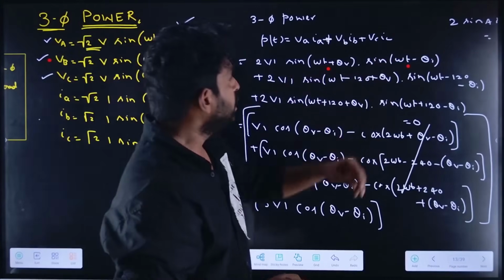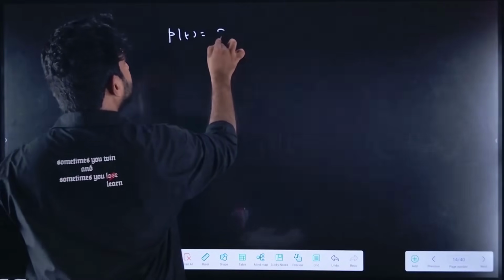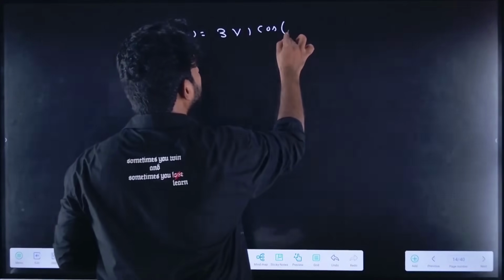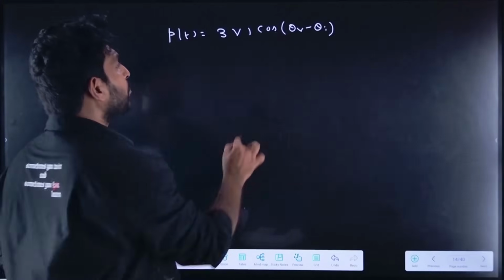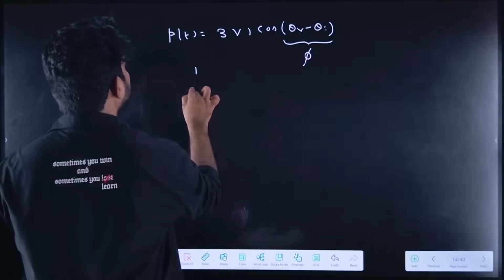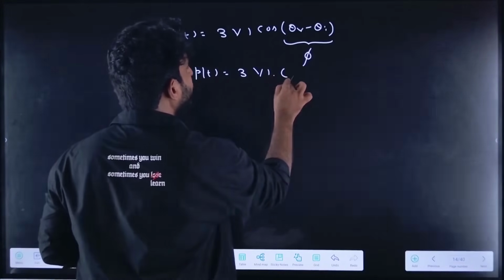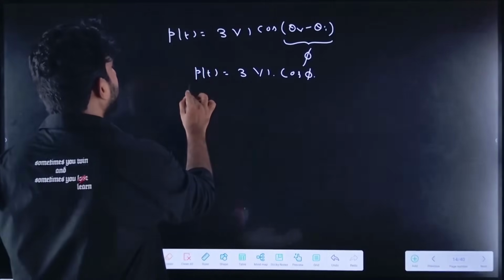Now what is the expression we got? Instantaneous power P of t equals 3 into V into I into cos(theta V minus theta I). Let us assume this as phi, the angle. So we can write P of t equals 3 V I cos phi.